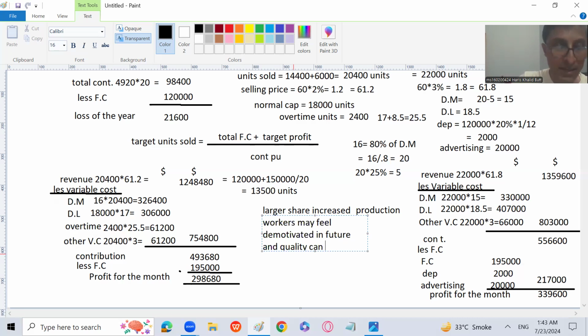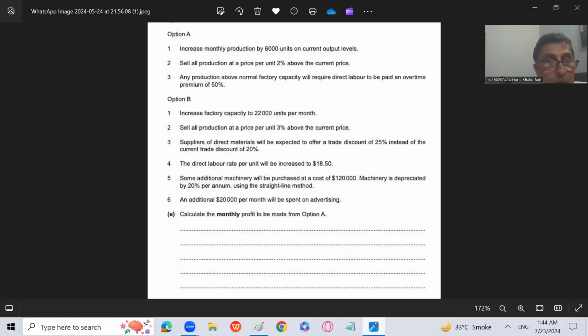That quality can be affected. That would be a more appropriate word. Because the workers may feel demotivated in future, and because of that, quality can be affected. Why am I solving this in front of you? Because the last part is asking us to advise the company, option A, option B, maybe it is written as a number.